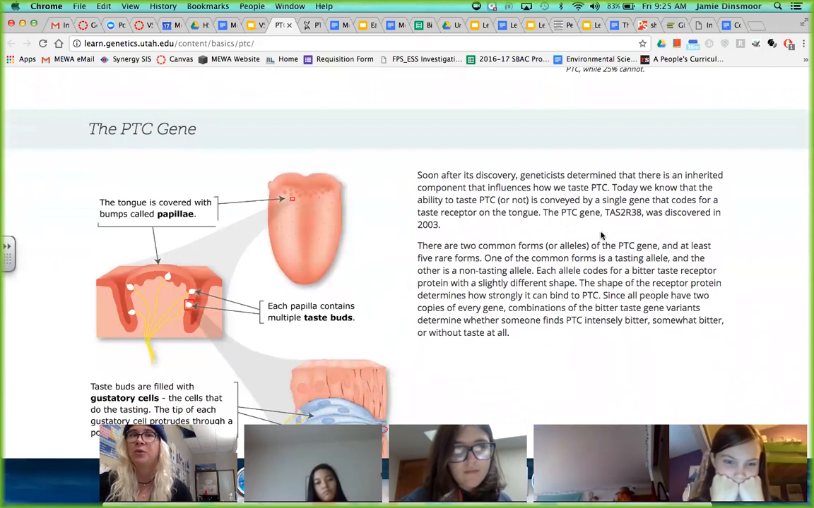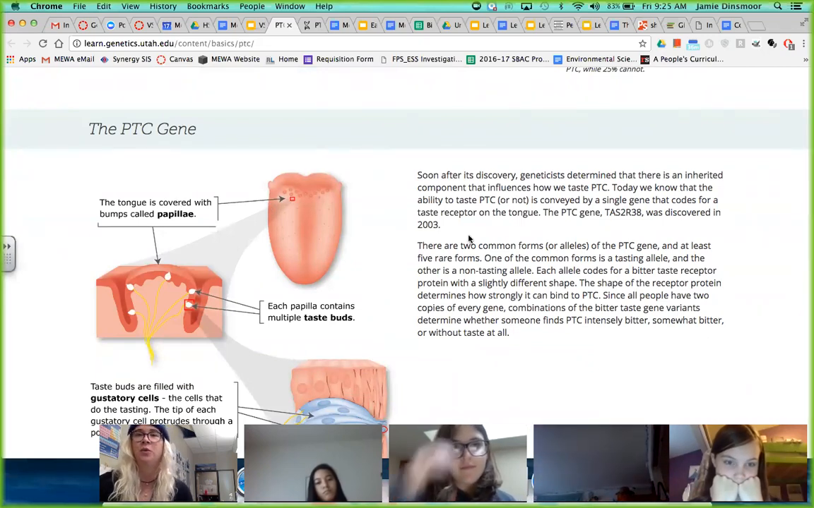Would anyone else like to read a paragraph, or do you guys want me to keep reading? Elizabeth can read. All right. Do you want to start with the soon after its discovery one? Yeah, up till it says 2003.